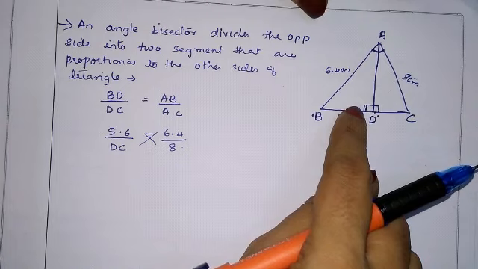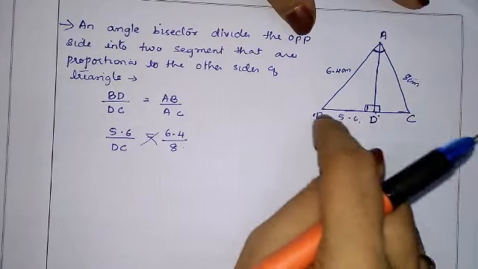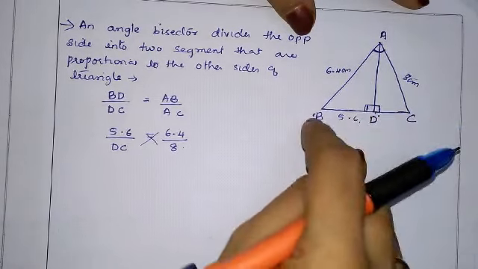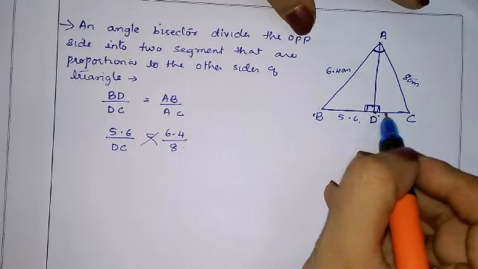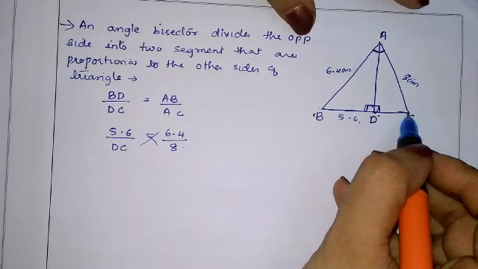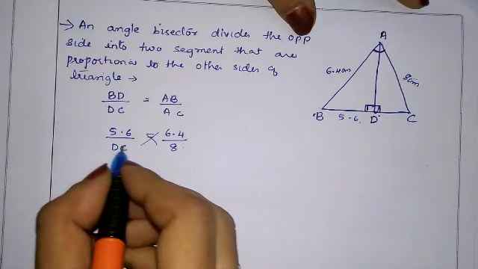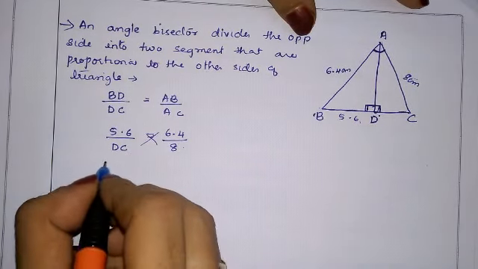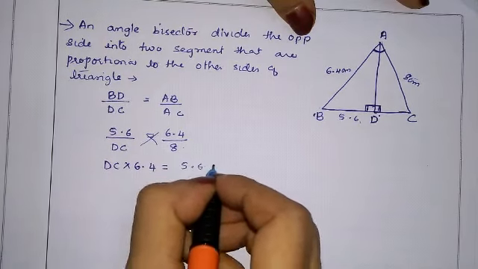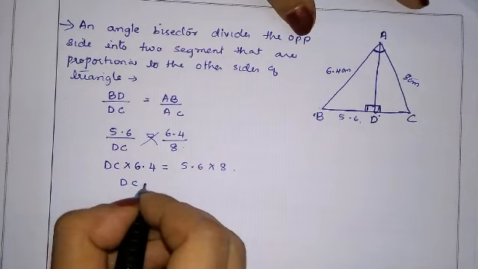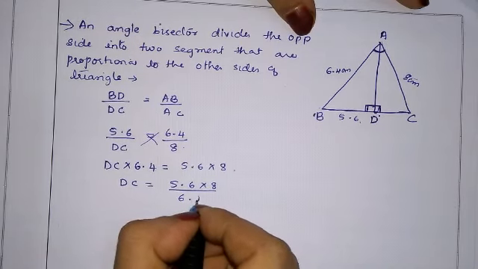Let me explain AA similarity here. Here we can write that triangle ABD is similar to triangle ADC. So BD upon CD equals AB upon AC. Both have a hypotenuse and a 90-degree angle. Here you can better use AA similarity also. So we can cross multiply: DC into 6.4 is equal to 5.6 into 8. DC is equal to 5.6 into 8 upon 6.4.